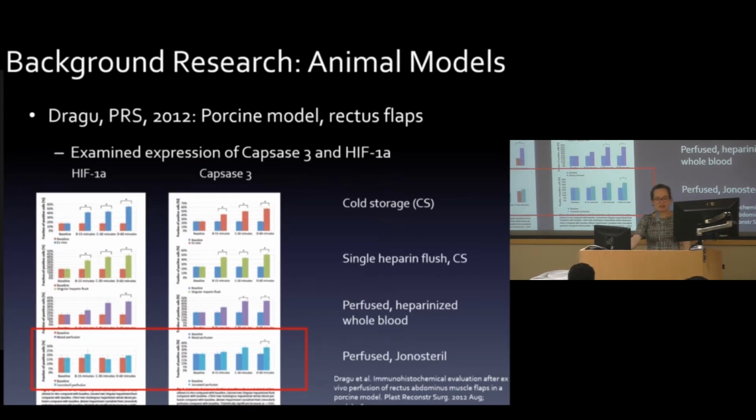So they concluded that perfusion may be protective against ischemia. And sort of interestingly, in respect to the perfusion solution, they thought that probably the whole blood did worse because it wasn't oxygenated, so maybe there was a buildup of ischemic metabolites.